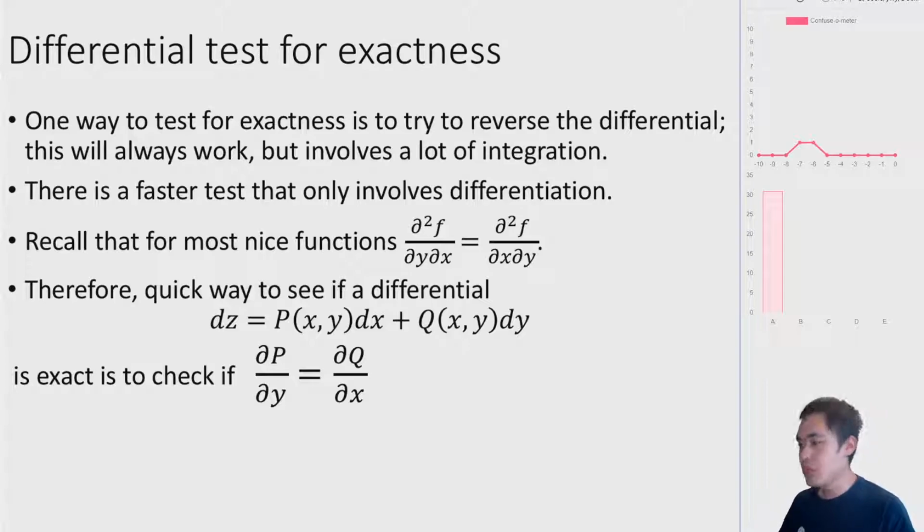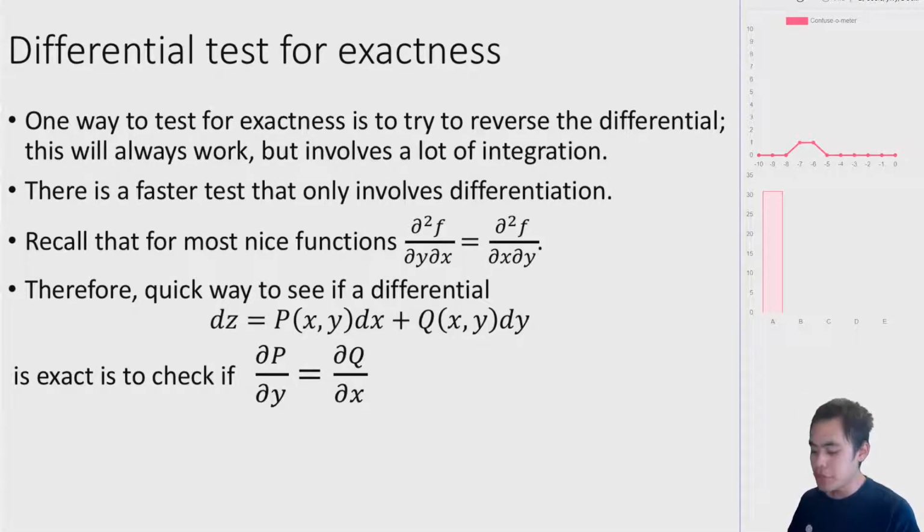So now, one way to test for exactness is to try to... Oh, I forgot to put in my animations for this. That's all right. One way to test for exactness is to try to reverse the differential. This will always work, but it will involve a lot of integration. Happens to be a faster test that involves only differentiation.